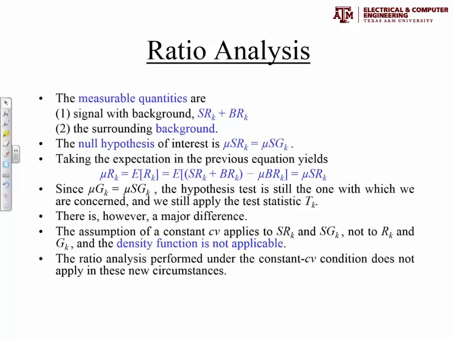There is, however, a major difference. The assumption of a constant coefficient of variation applies to those original signals, SRK and SGK, not to these measured signals, RK and GK. And therefore, the density function that you derived under a constant coefficient of variation assumption is not applicable anymore.